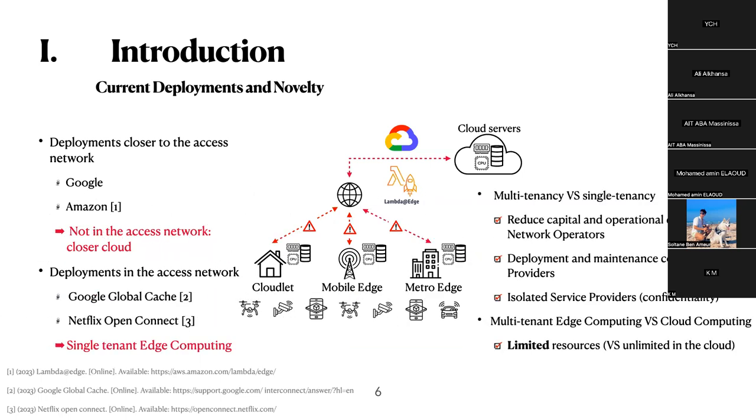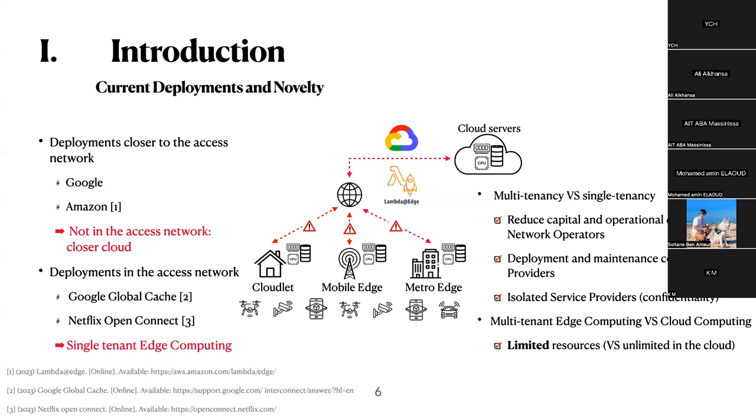So we believe that the multi-tenancy of edge computing will help us reduce the capital and operational expenses for network operators, and also save the deployment and maintenance costs for the service providers. Also, it is not practical to install resources of each service provider, for example, in a smart box. It would be impossible to have such a quantity of cables. One other novelty of this thesis is that we cannot inherit the strategies of cloud computing, since in cloud computing we have practically unlimited resources.